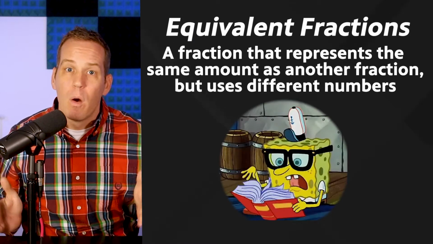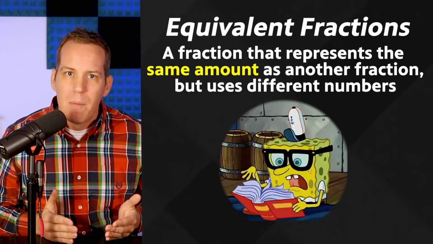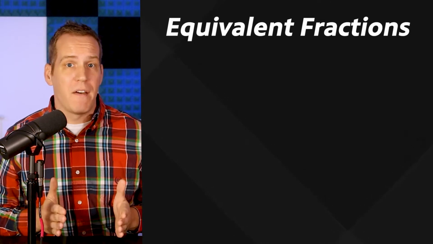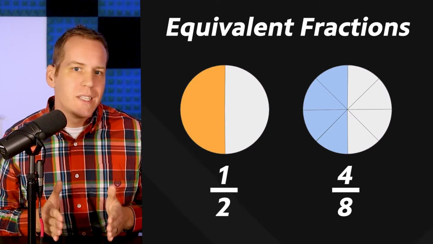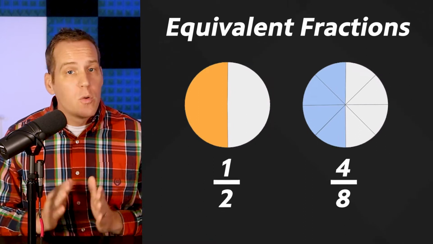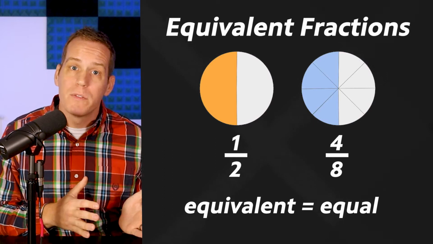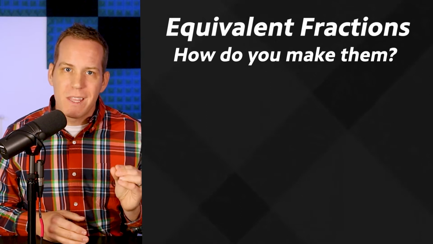We're going to be looking at equivalent fractions today. So first, what's an equivalent fraction? Well, an equivalent fraction is a fraction that represents the same amount but uses different numbers. Think of it like this. Let's look at the fraction 1/2. Now let's look at the fraction 4/8. I've used totally different numbers, and yet these fractions are the exact same amount. Equivalent just means equal. So an equivalent fraction is a fraction that is equal to the original fraction, but uses different numbers.